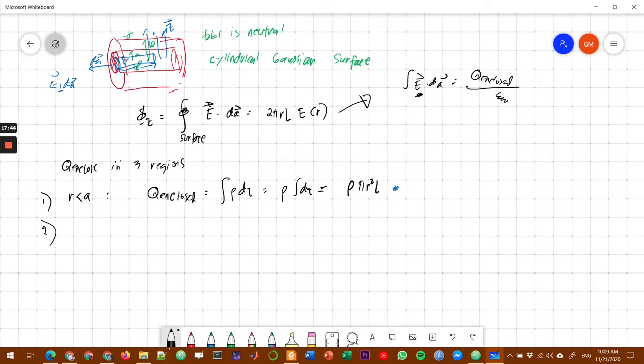Now for region 2, that is R is between A and B. For the Q enclosed there, so we have rho theta. Again, rho is taken out of the integral. And this time, ang imong limit sa integral sa imong R nga part is just from 0 to A, right? Because ang na-enclose man sa imong surface is the total charge sa imong cylinder.